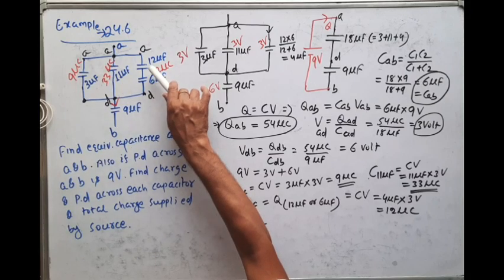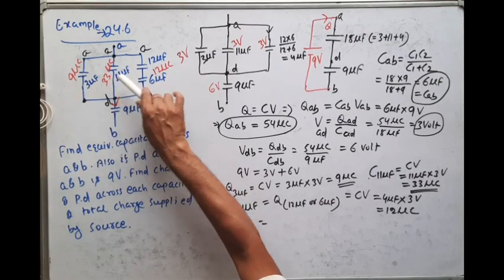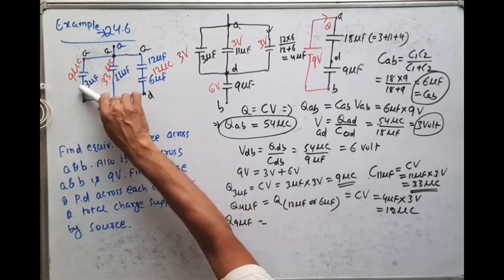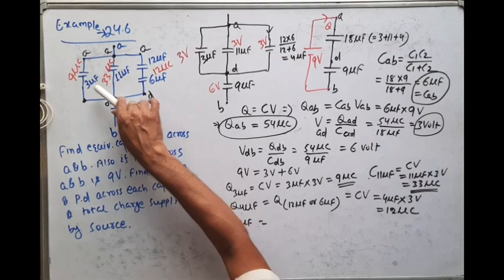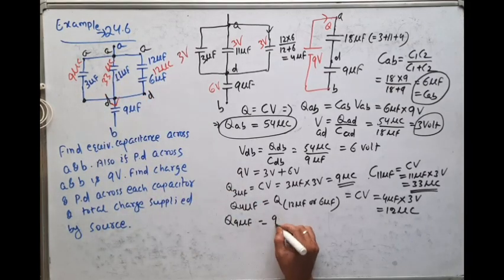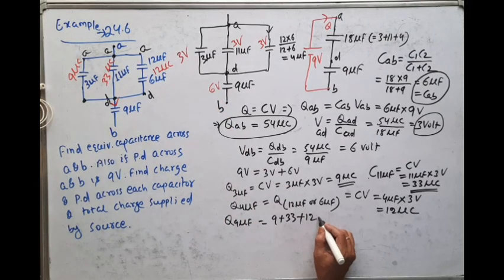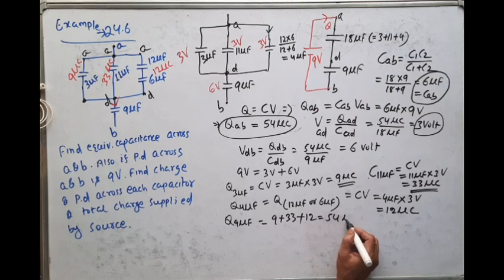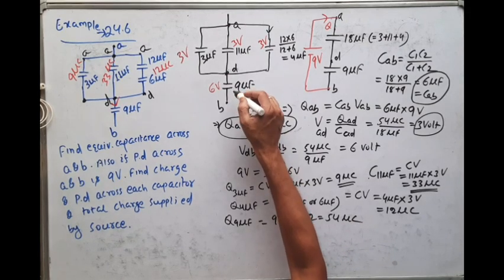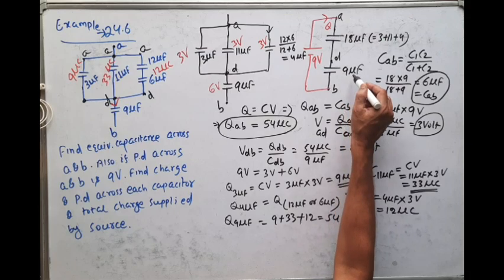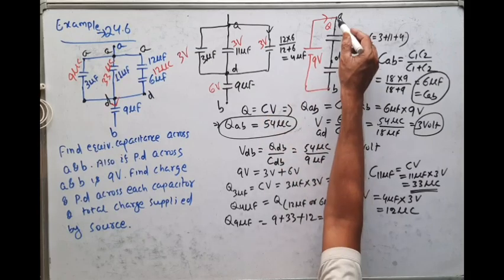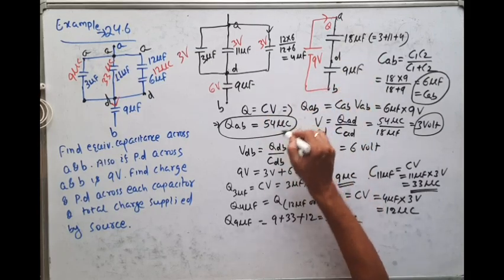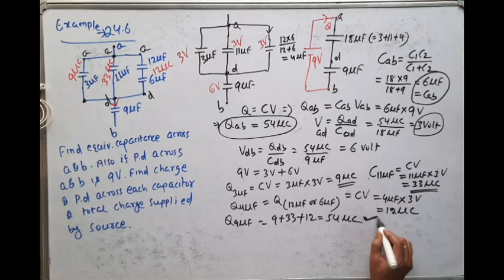Because if we apply KCL, Kirchhoff's current law, total incoming current is equal to total outgoing current, or total incoming charge is equal to total outgoing charge. So to this point D, what is the total incoming charge? 9 plus 33 plus 12, which is equal to 54 microcoulomb. And we have already discussed that the charge across A to B is equal to 54 microcoulomb, which satisfies our answer.